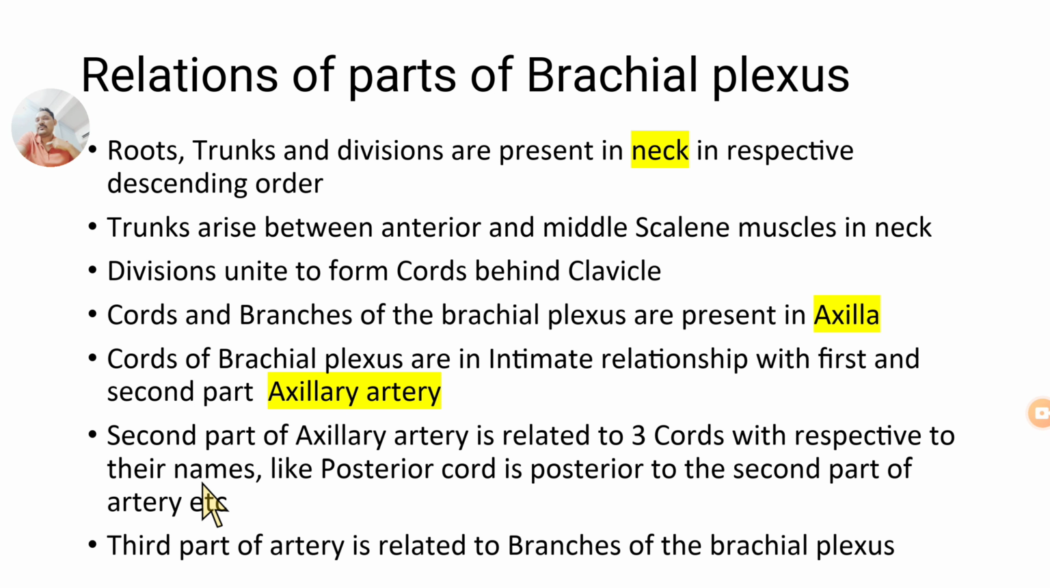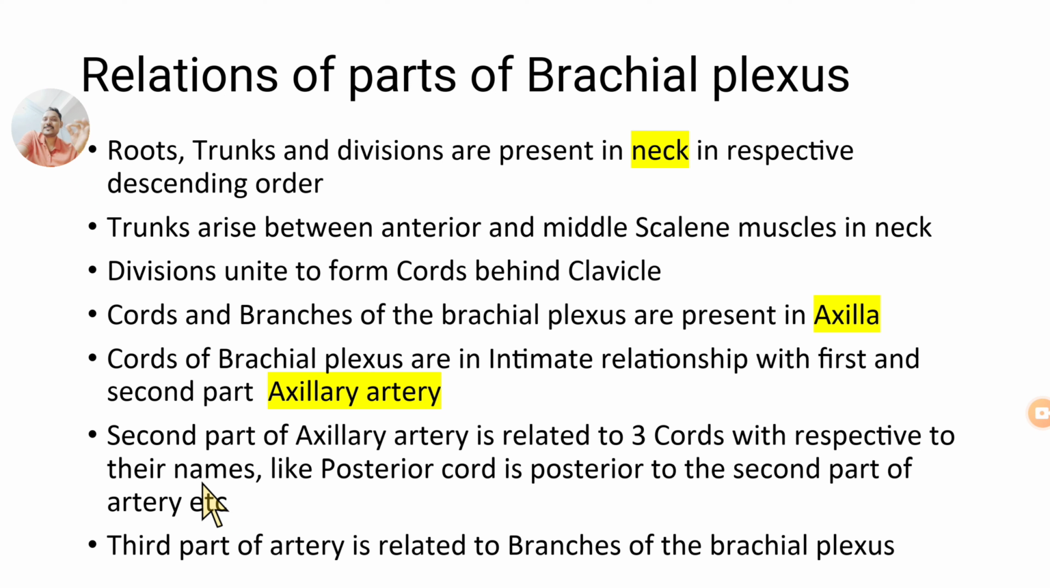supraclavicular, above the clavicle, and one is infraclavicular. Now a few books mention a part behind the clavicle as the retroclavicular part also. Now what are those parts? If you remember, our five parts are the roots, the trunks, the divisions, the cords, and the branches. The upper part is in the neck, the lower part is in the axilla. That is where all our brachial plexus is.